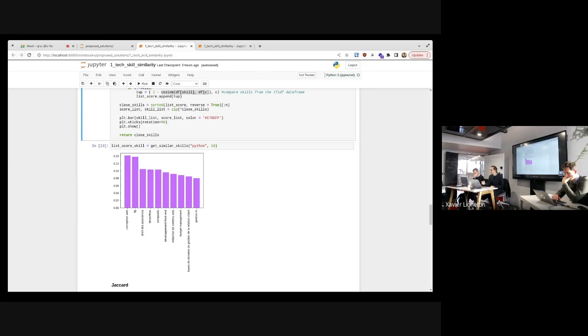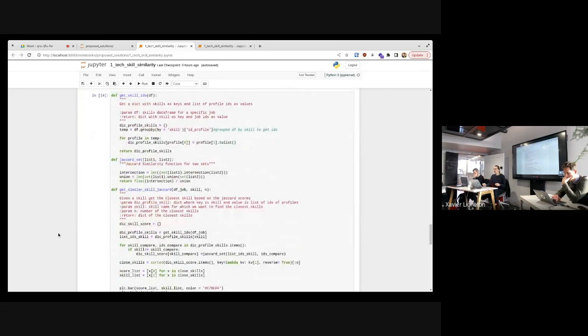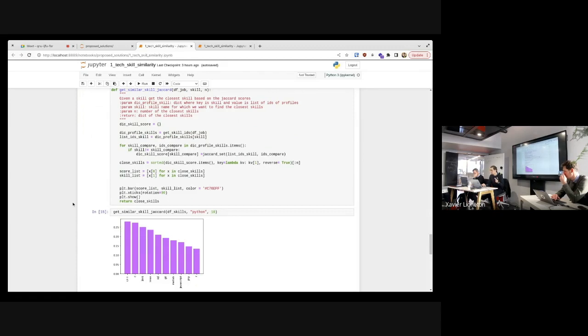Another method we also tried here is to use the Jaccard similarity. The Jaccard formula is the intersection of two sets divided by the union of two sets. So if you want to compute the similarity between two jobs, for example, you count how many skills appear in both of these jobs at the same time. Maybe that's 10 skills, and you count how many skills appear in one or the other job, or the two. That's the union. When you divide one by the other, that gives you a similarity score. So that's what we do here, but the other way around.